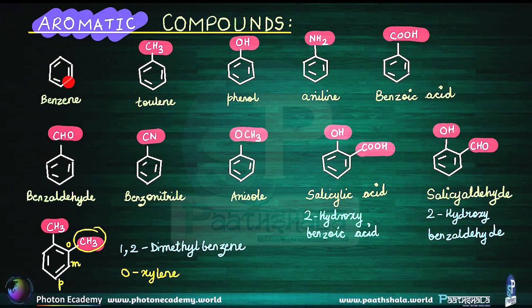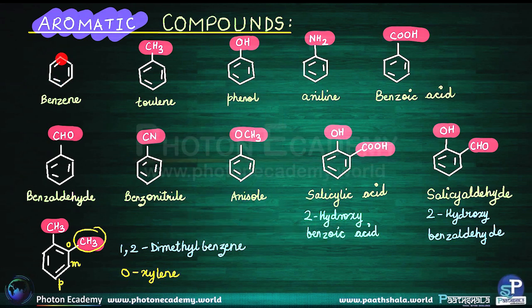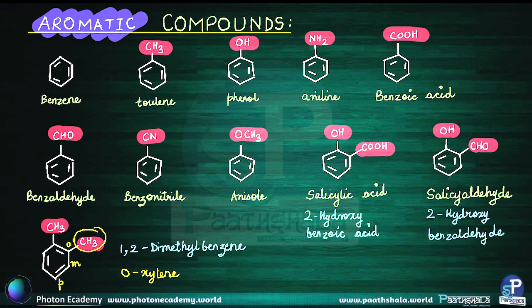So instead of calling it cyclo and giving the numbers 1, 2, and 3 to these double bonds, we call this simply benzene, toluene, phenol, aniline, and such. And we'll be using all these aromatic compound names in the IUPAC naming that we'll be doing now. So let us see some examples.